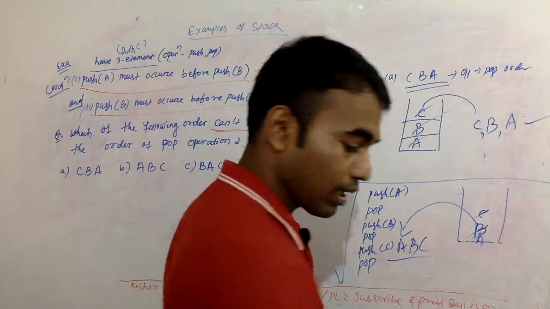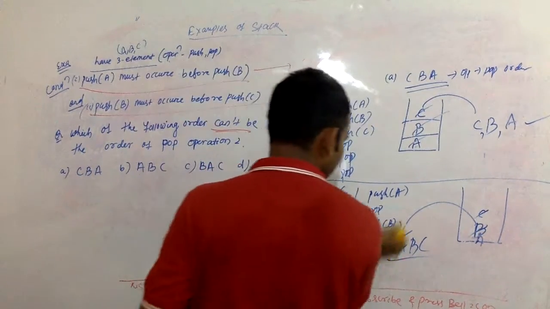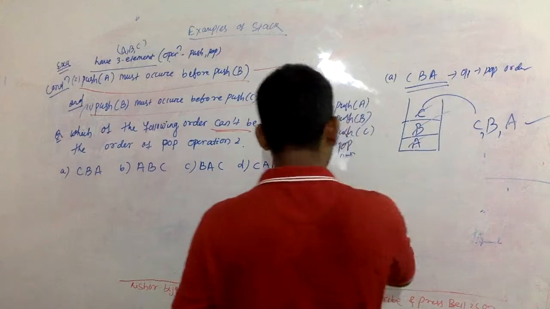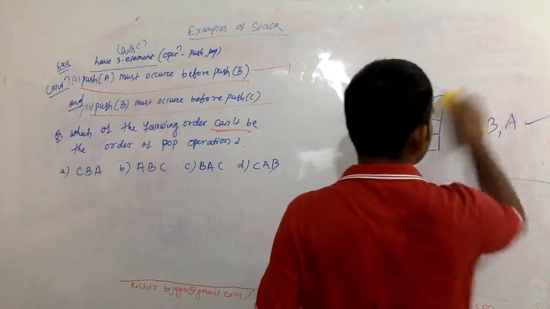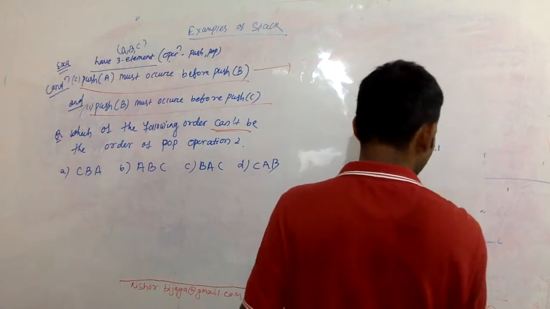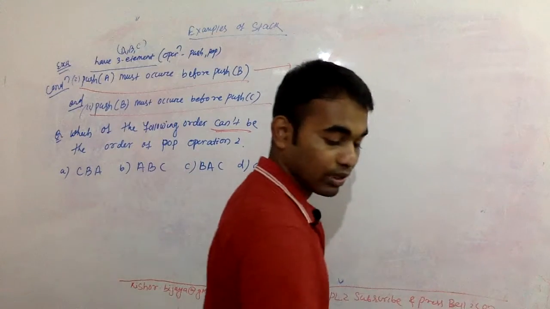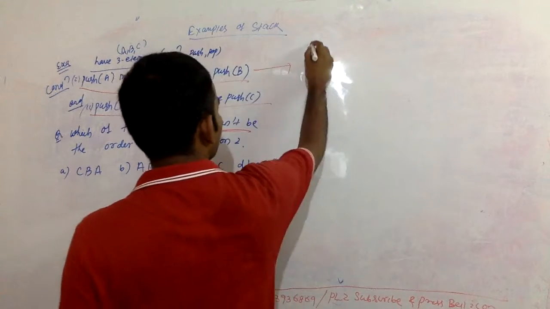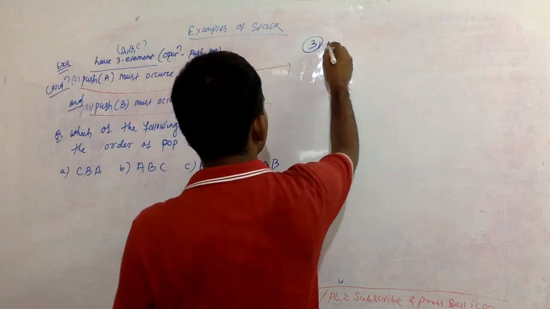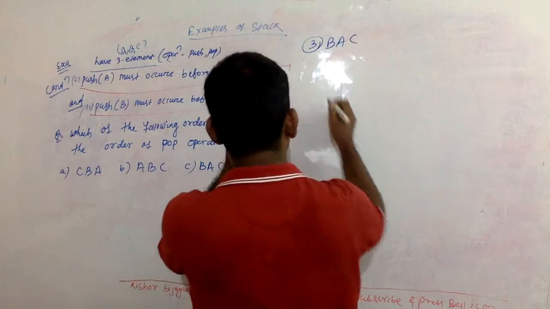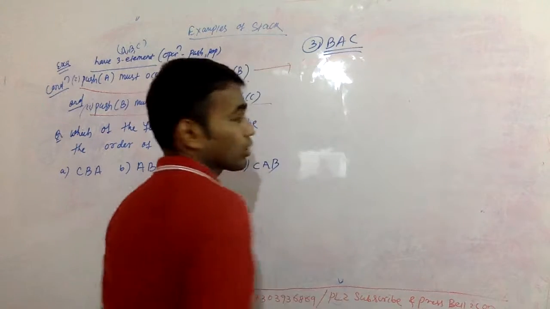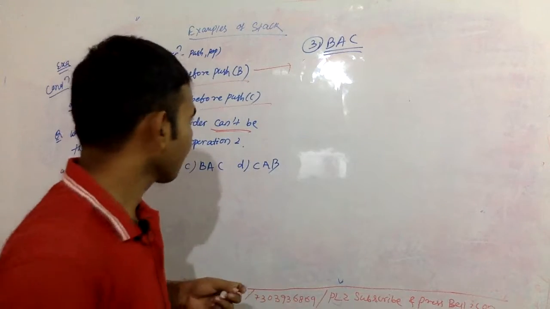So let's understand the third and fourth options, whether they both are possible or not. That's the next question we need to validate. So let's go for the third option. The third option says BAC. The question is whether this order is possible or not.